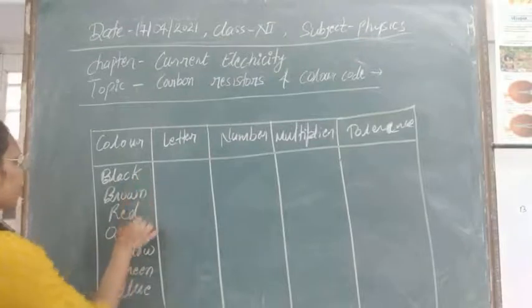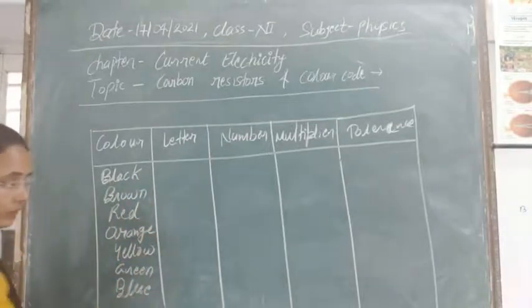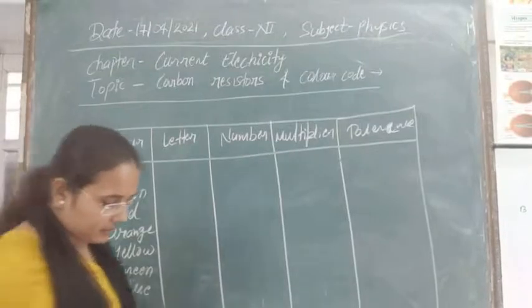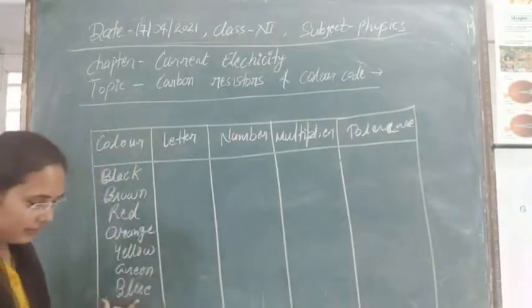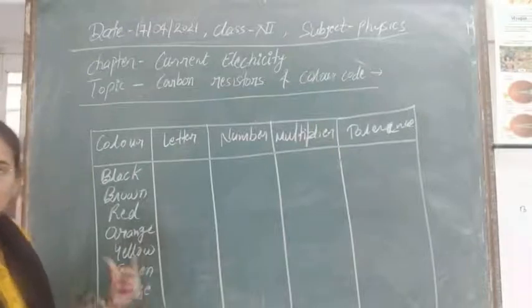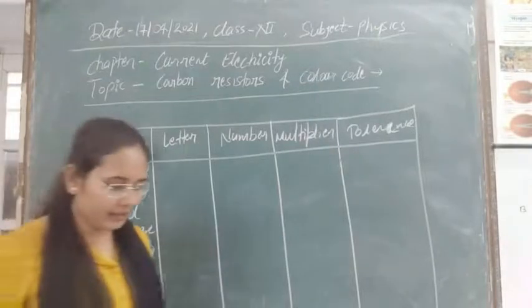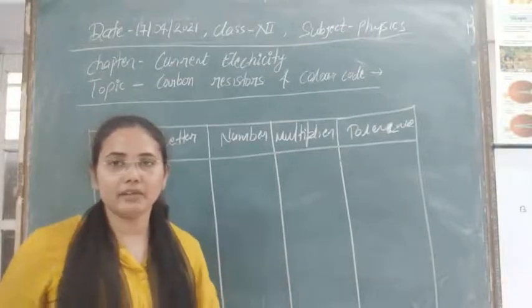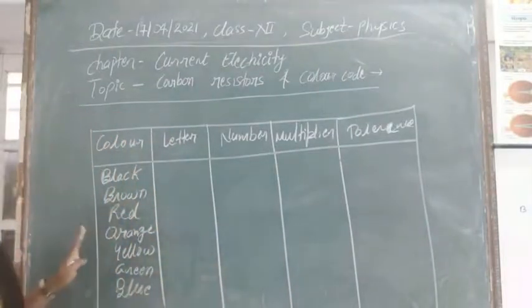So here: black, brown, red, orange, yellow, green, blue. After this, you can write the next ones just by listening: that is violet, grey and white. These are all the colors we have. After that we have gold and silver. So these are the basic colors that we have, and their way of writing is this.